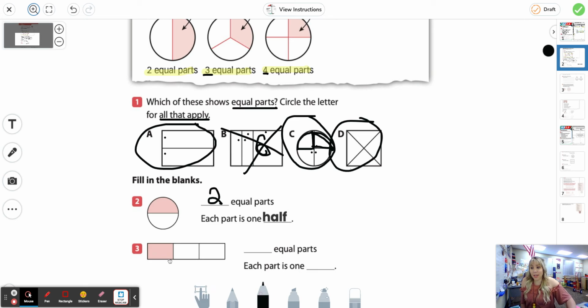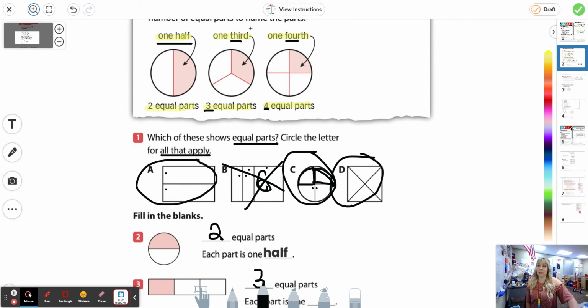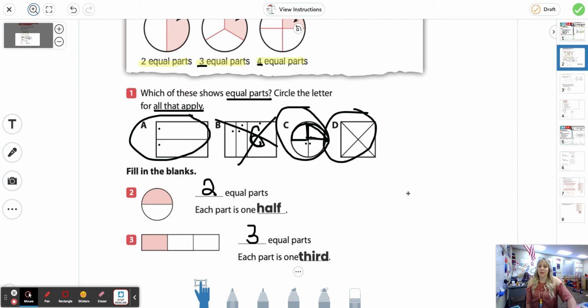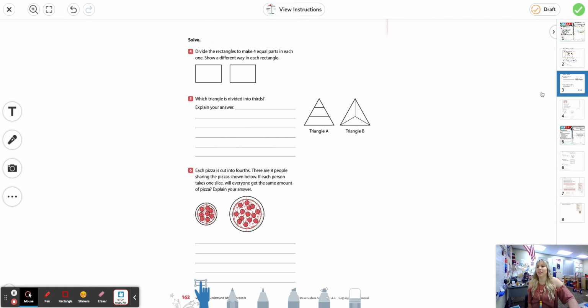Let's look at number 3. 1, 2, 3 parts, and they're all the same size. Those are 3 equal parts. We call equal parts that are divided into 3 thirds. So each part is 1/3. All right, if you need to pause the video to write any of this down, go ahead and press pause and then press play when you're ready for page 3.